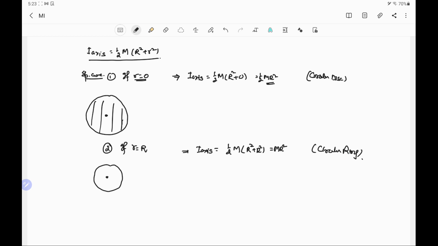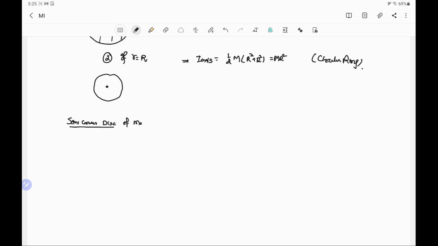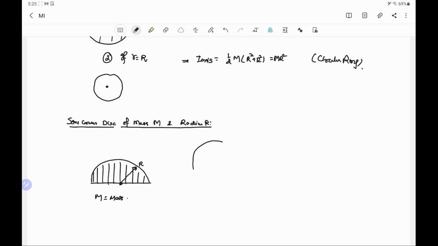Now suppose we take the case of a semicircular disk of mass m and radius R. This is the semicircular disk which has mass m, and the mass is distributed on the half circle, and its radius is capital R. It is solved logically, meaning we consider a whole disk, then this disk will be of radius R, but now the mass will be 2m, because the semicircular disk has mass m, so the whole circular disk will contain the mass 2m.